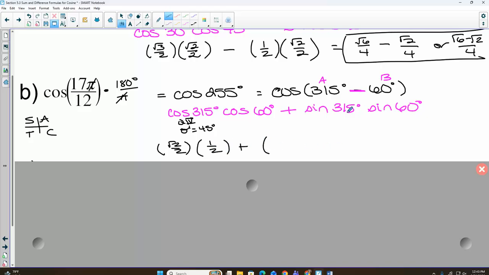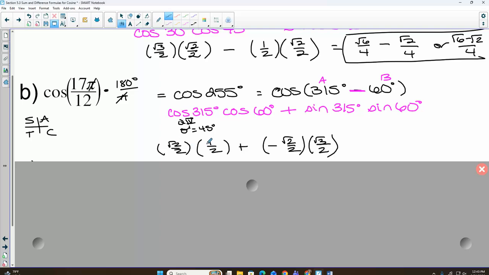Plus sine of 315. We already know it's quadrant 4. In quadrant 4, is sine positive or negative? And the sine of 45 degrees? And the sine of 60 degrees. So that's bringing back all of our quadrants, reference angle, hand trick. Are you guys okay with that?